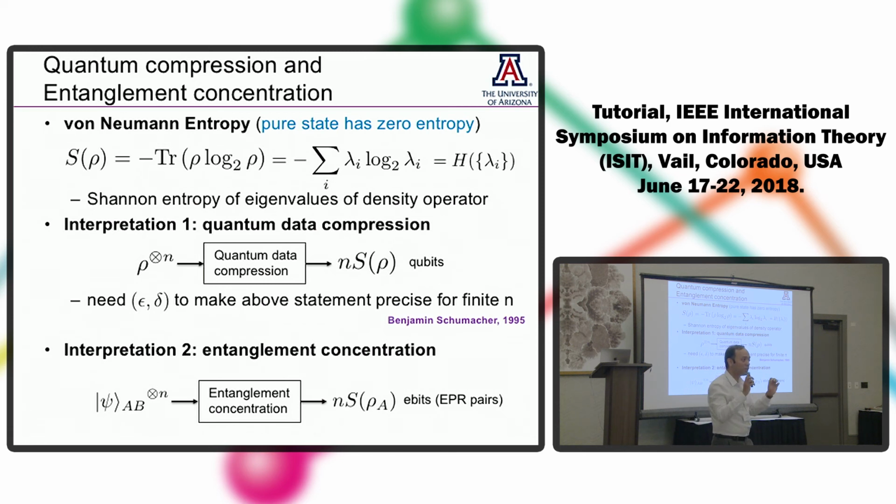Remember, the EPR pair was (|00> plus |11>) over root 2. That particular entangled state, that Bell state, has one ebit of entanglement. The ebit is a measure of entanglement, which I will not define any more than saying that this is how we should think of it. The entropy of rho A is, by the way, the same as the entropy of rho B, because psi, a pure state, has zero entropy. But if I trace out A or B, I'll get rho B or rho A, both of which will have the same entropy. And n times that many ebits is what you can extract out of n copies of psi.